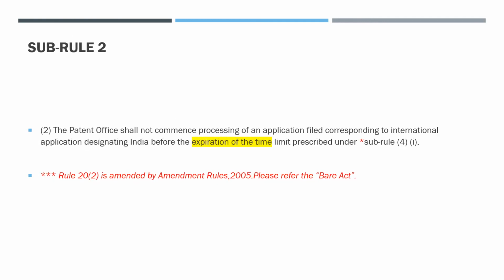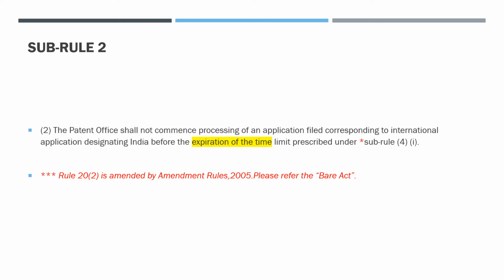The next one is sub-rule 2. The Patent Office shall not commence processing of an application filed corresponding to international application designating India before the expiration of the time limit prescribed under sub-rule 4, clause 1.